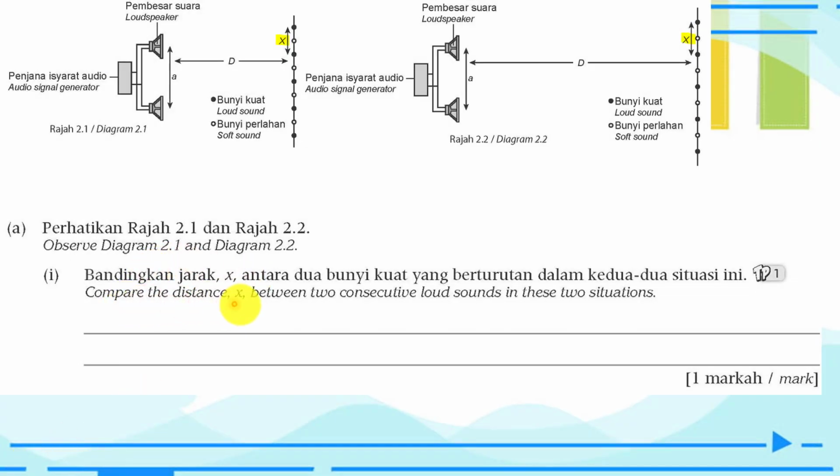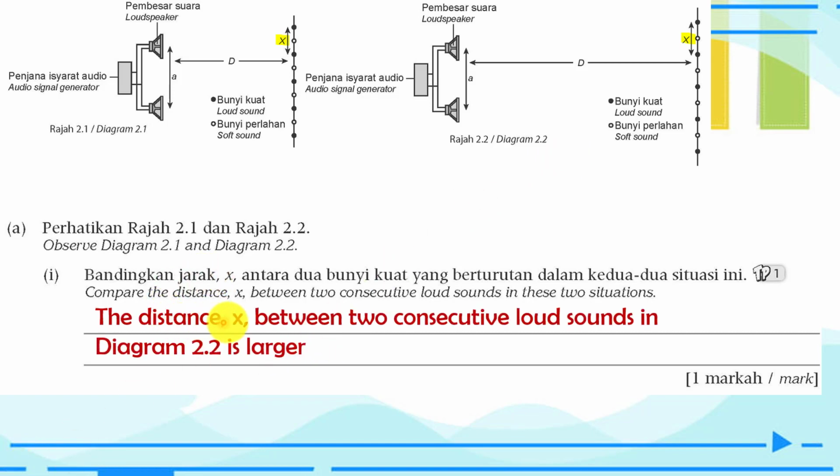First one, they want you to compare the x between the consecutive louder sounds in two situations. So x in 2.2 is longer than in 2.1. So we just answer: the distance x between two consecutive louder sounds in diagram 2.2 is larger. If the question mentioned x, you can use x. If the question never mentioned x, you need to write the full words.